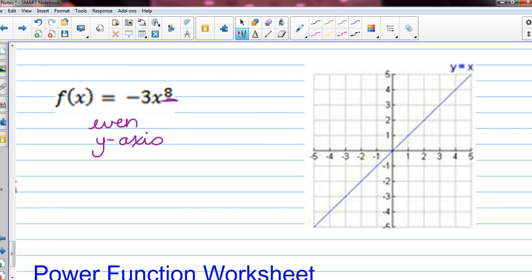This one says y equals x. This has an understood exponent of 1. 1 is odd, so this one is odd, and it's symmetrical to the origin. Plus, if you looked at it, you could tell that this was not symmetrical to the y-axis.